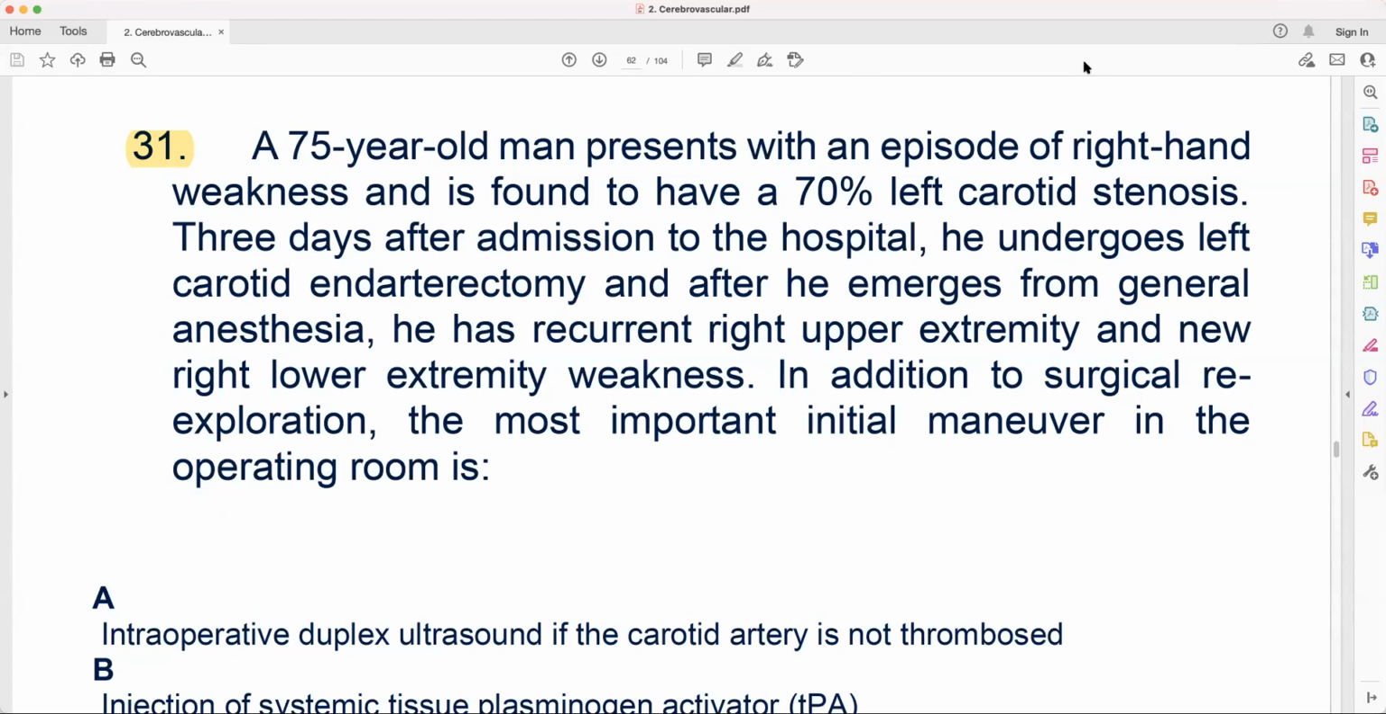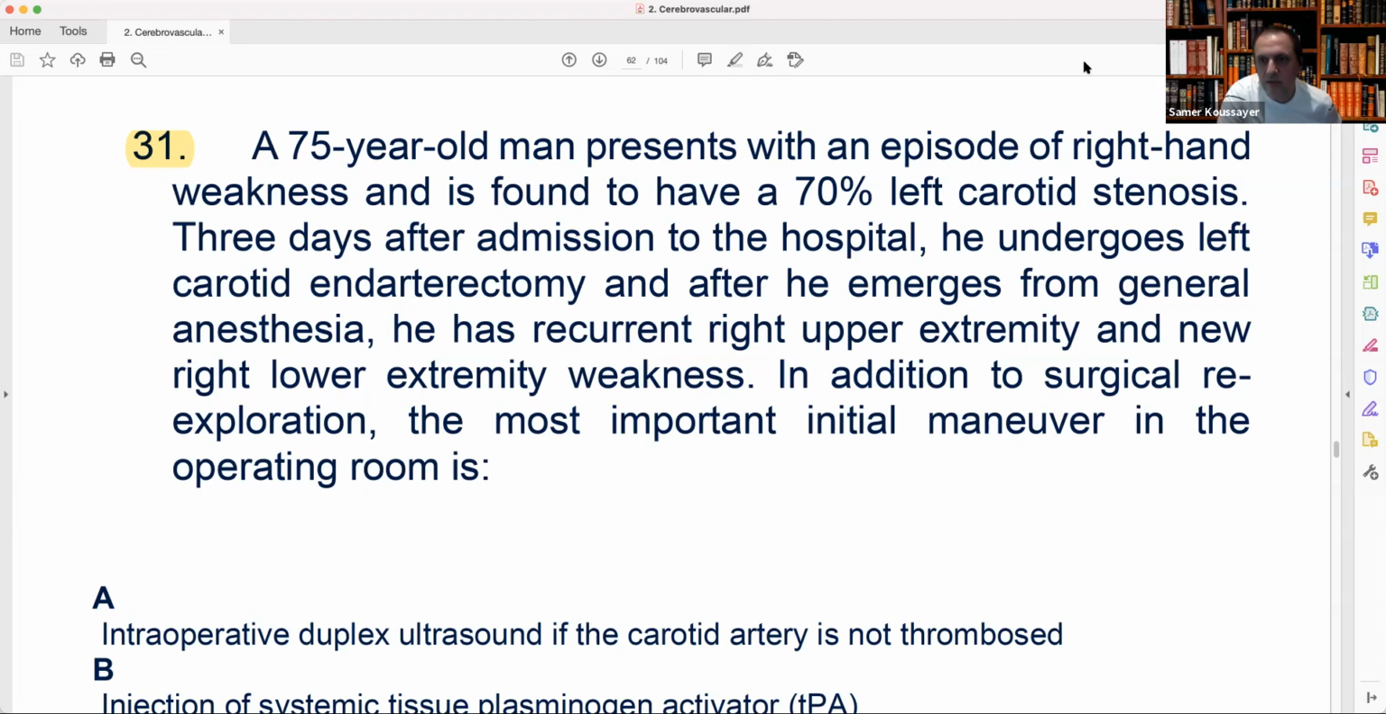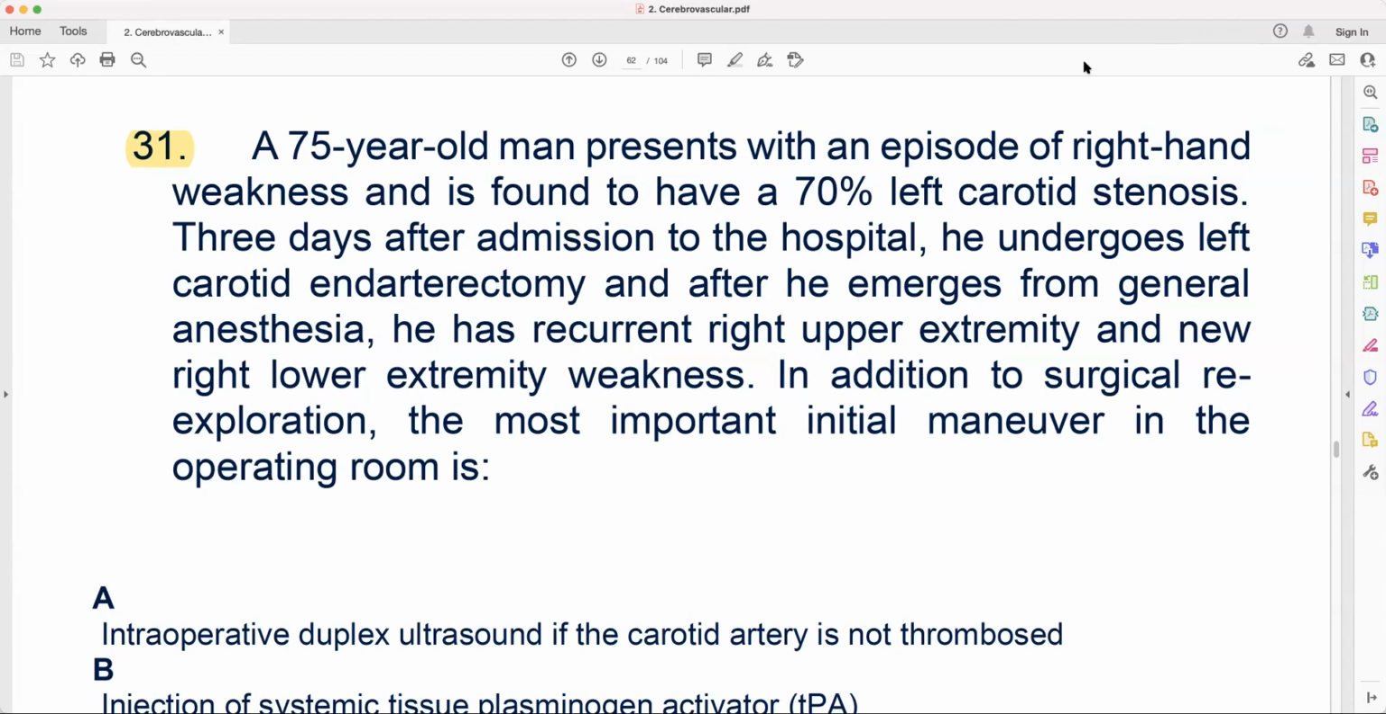So, a 75 years old man with symptomatic right side weakness, so left carotid disease, symptomatic one, underwent surgical intervention and has signs of stroke post-op immediately. He emerged from general anesthesia. He's still in the OR. He just emerged. He's not in recovery. He's not on the floor.